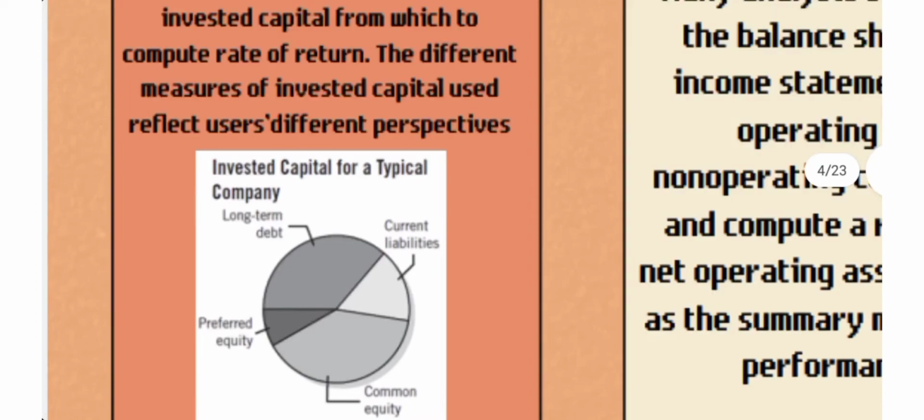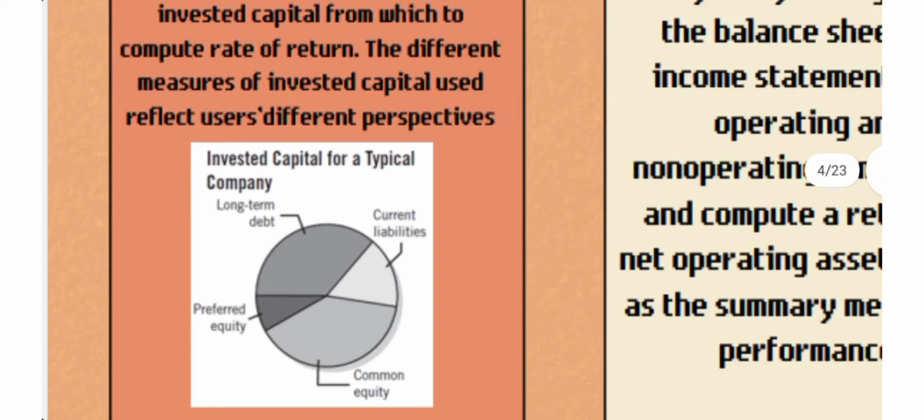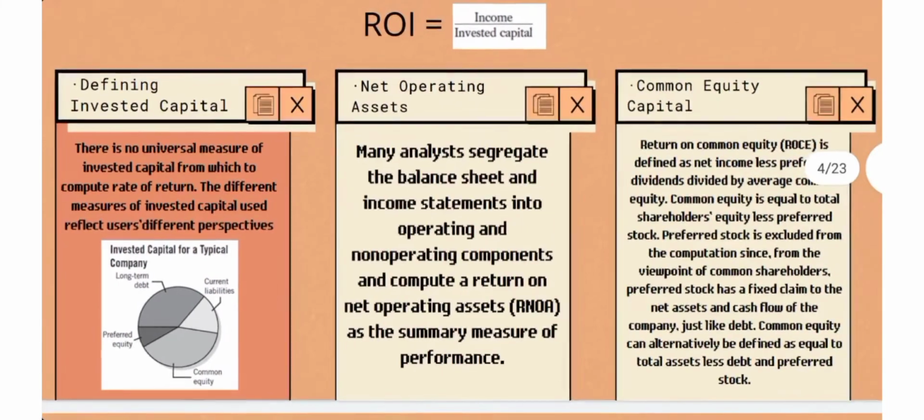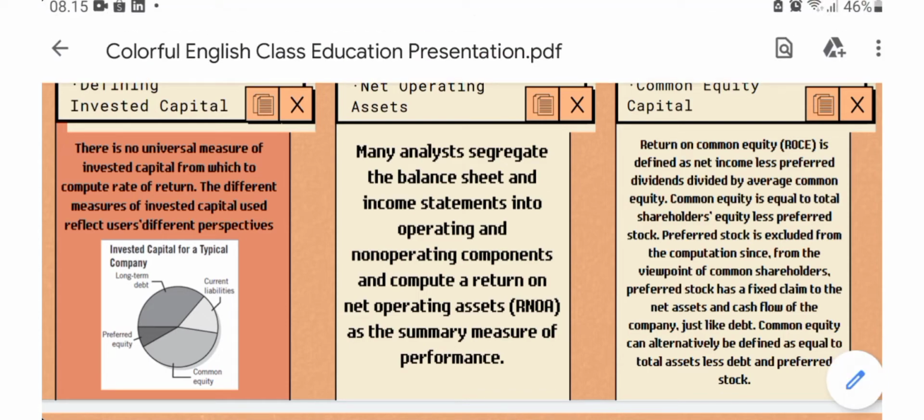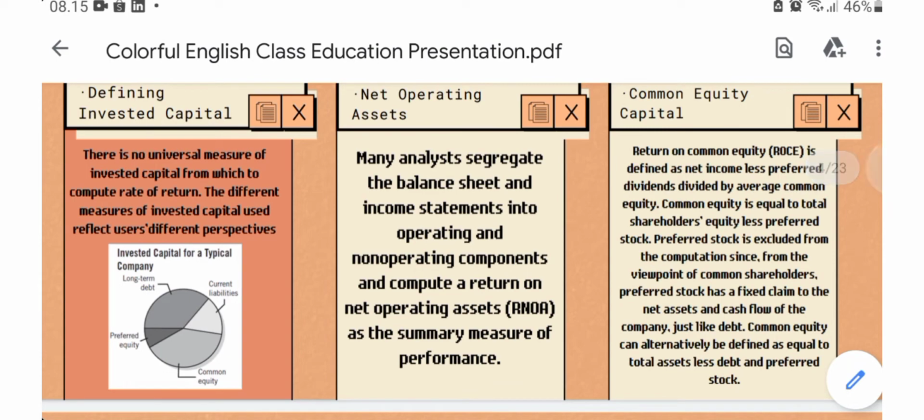So these are the types of invested capital in a company. We can use long-term debt, current liabilities, preferred equity, or common equity. And the second is we need to determine the net operating assets. Many analysts segregate the balance sheet and income statement into operating and non-operating components and compute a return on net operating assets, or RNOA, as the summary measure of performance. So in net operating assets, we should determine the operating and non-operating components first. After that, we can compute the RNOA.